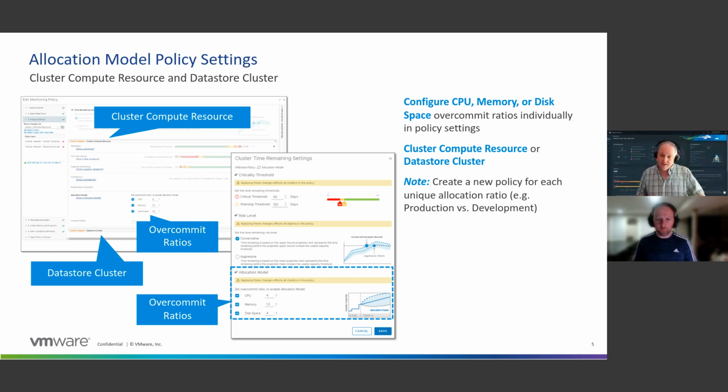So this is a capacity setting, but once you enable allocation model for capacity, that automatically switches the cost calculations to use allocation model. So now, once you enable this, cost will be based on your overcommit ratios rather than utilization. So it's an important thing to understand when you're looking at cost. The ramifications of enabling allocation model for capacity will switch your cost over to allocation model.